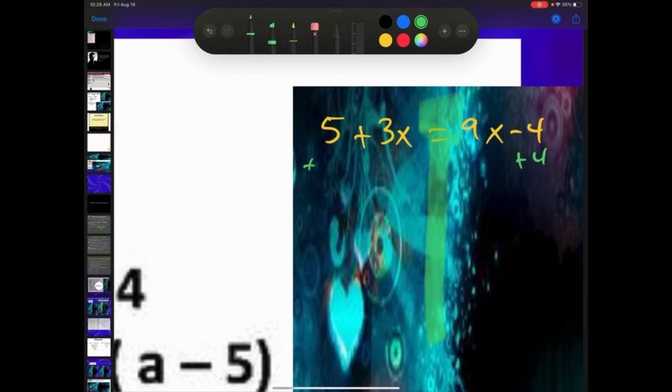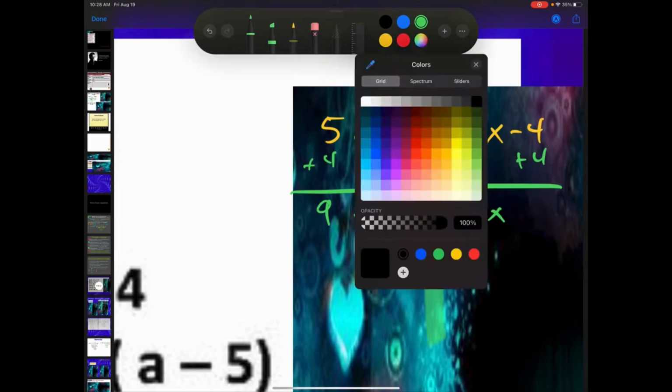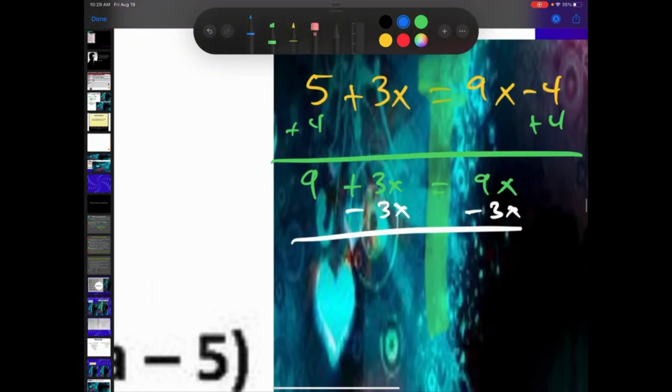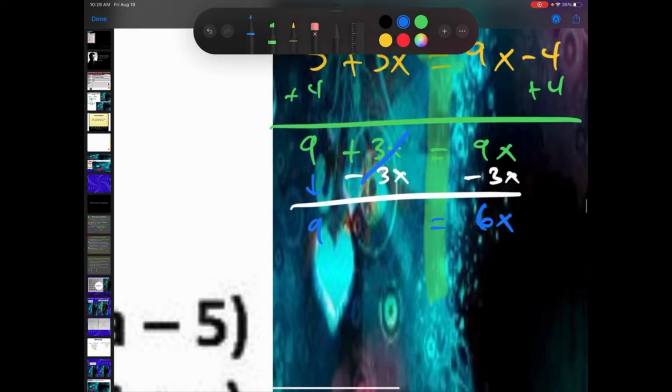If I add 4, class, how can I get those x's together? Are we going to add or subtract? These are opposites. So we get 6x. Class, what do I do next? Divide.